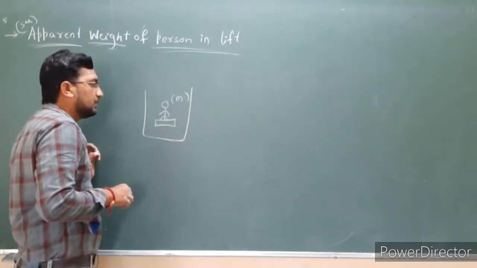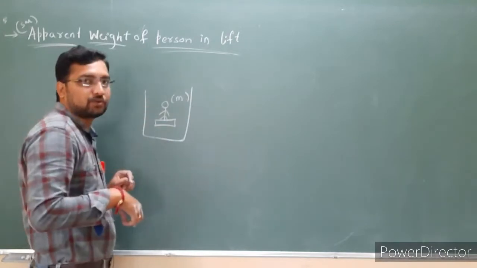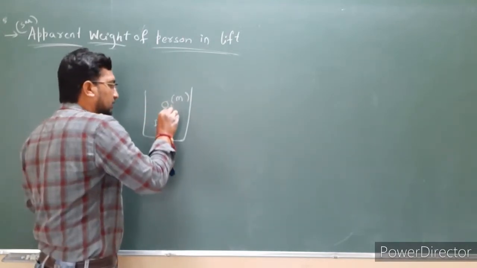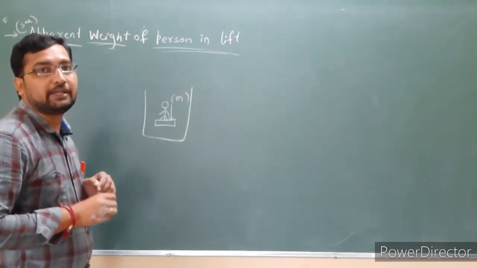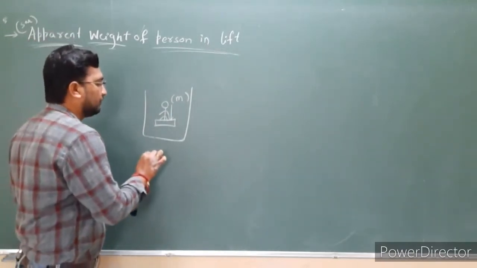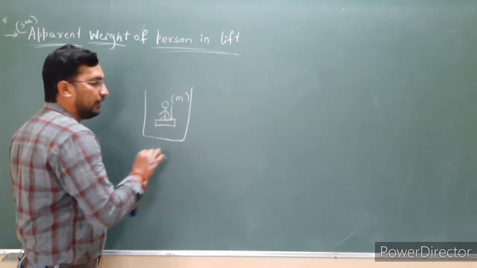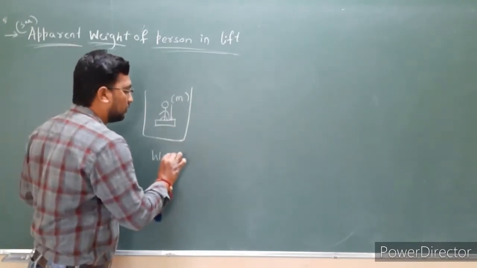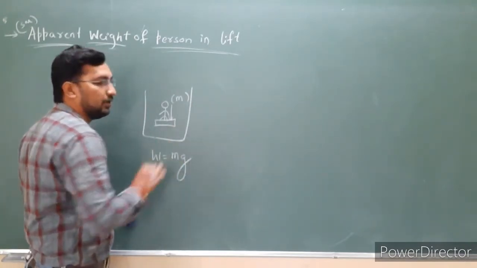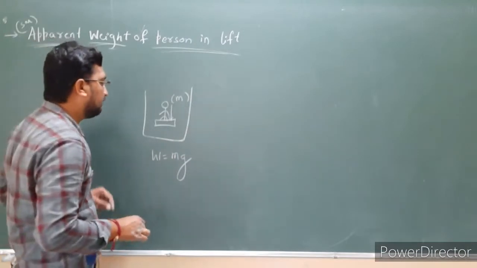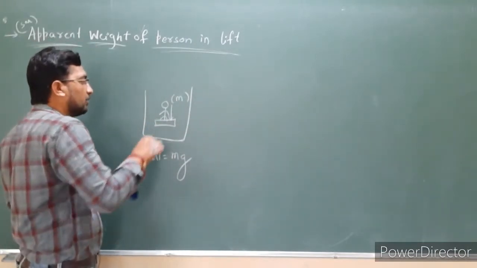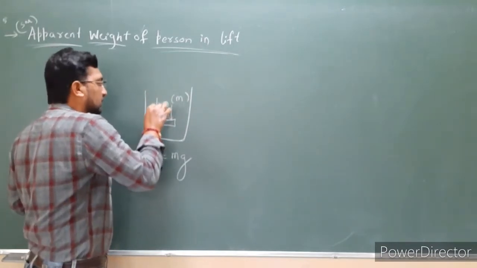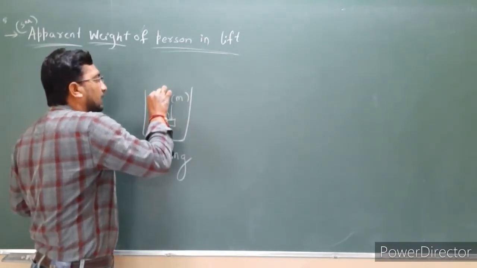In this case, the person exerts a force in the downward direction. That is the weight of the person acting on the surface of the weighing machine. So that is W, the actual weight of the person, where W is equal to mass into acceleration due to gravity. At the same time, the surface of the weighing machine also exerts some force in the opposite direction. This is known as the normal reaction.